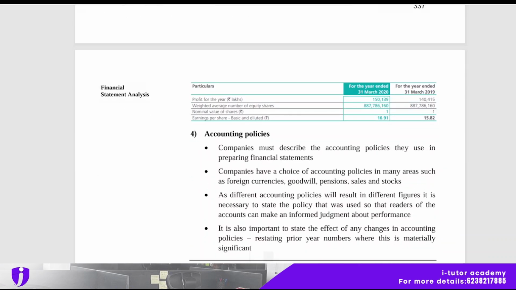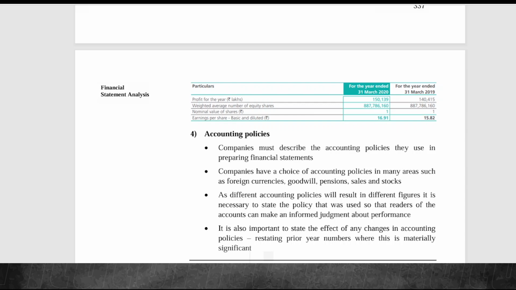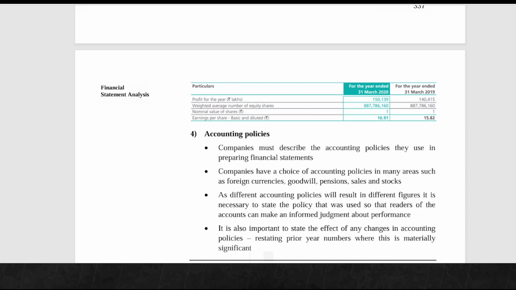Accounting policies. Companies must describe the accounting policies they use in preparing financial statements. Companies have a choice of accounting policies in many areas such as foreign currencies, goodwill, pensions, sales, and stocks. As different accounting policies will result in different figures, it is necessary to state the policy that was used so that readers of the accounts can make an informed judgment about performance. It is also important to state the effect of any changes in accounting policies, restating prior year numbers where this is materially significant. So this is about today's session.